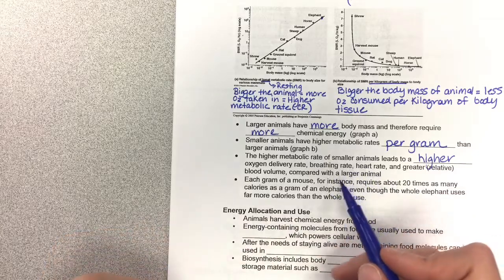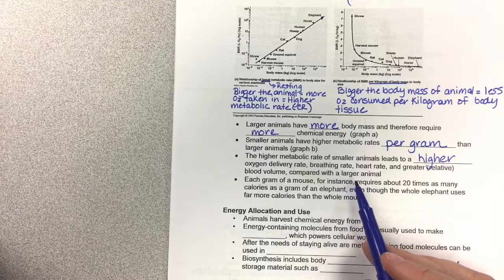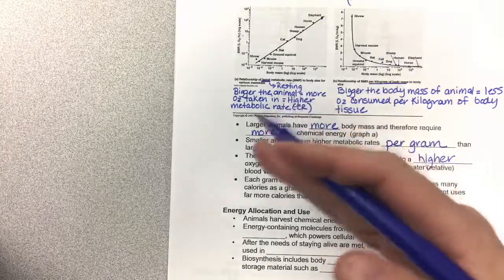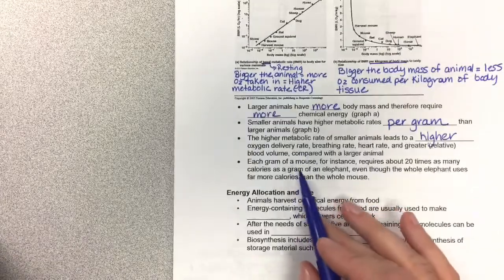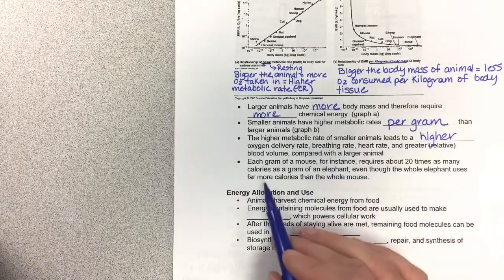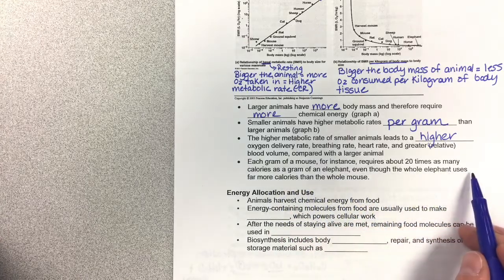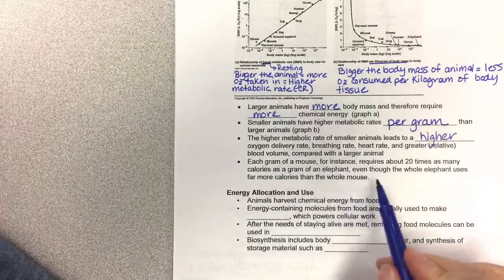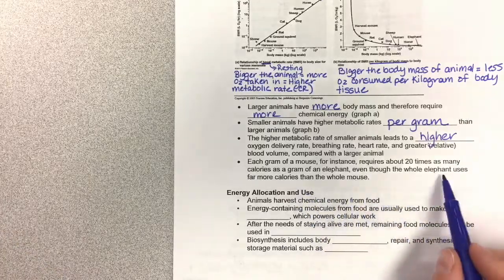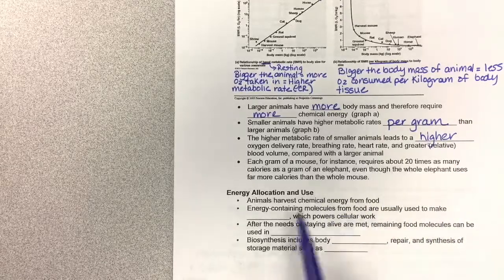And so therefore, with a smaller animal, if you've ever felt the pulse of a smaller animal, their heart rate is much, much faster than ours. And that's because gram for gram, they have a higher metabolic rate. So each gram of a mouse, for instance, requires about 20 times as many calories as a gram of an elephant, even though the whole elephant overall uses far more calories than the whole mouse. That's because the elephant just has way more grams, way more tissue, but gram for gram, it's lower.